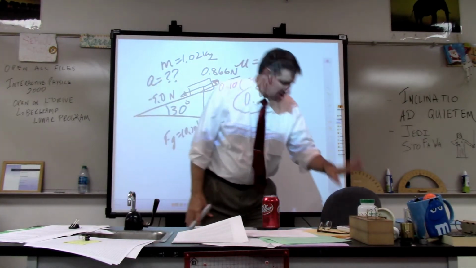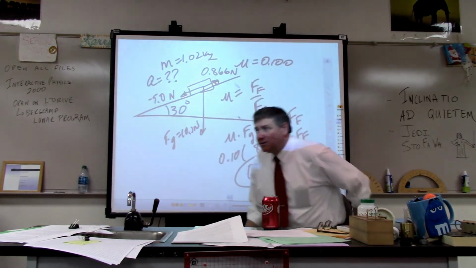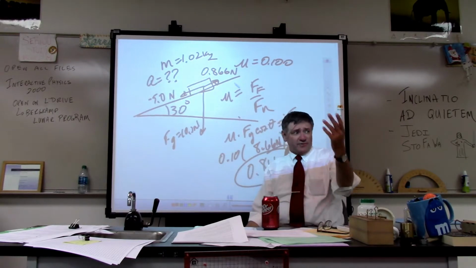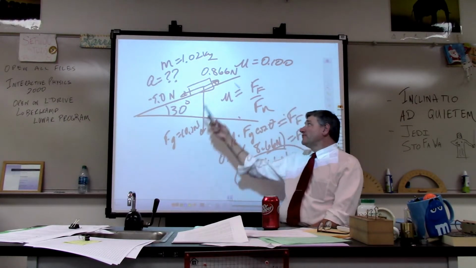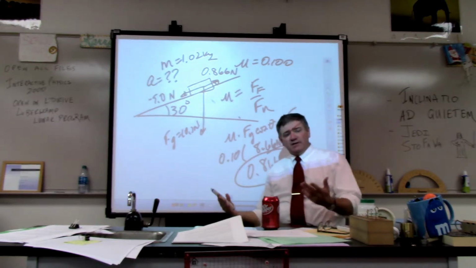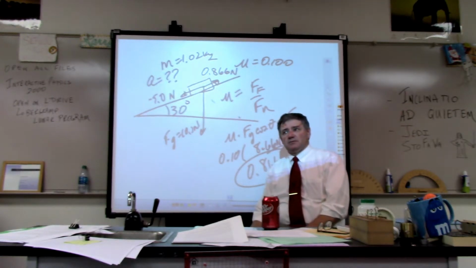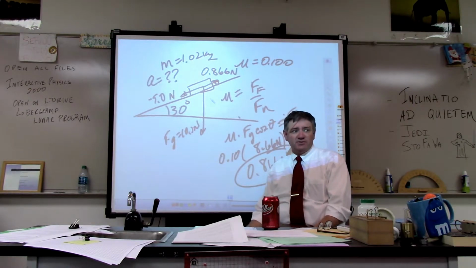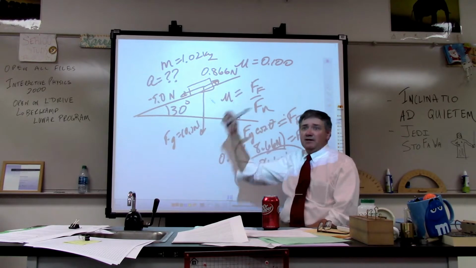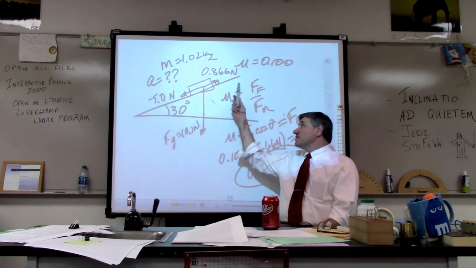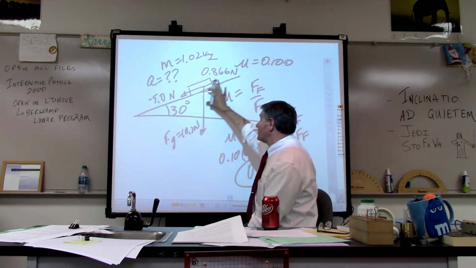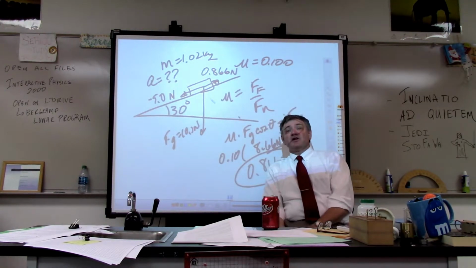Now, look at this. Beyond all the formulas and all that good stuff, look at the big picture. Gravity's pulling this thing down with a force of 5 newtons. Friction's acting up at 0.866. What's going to be the net force? The difference between the two, right? This is pulling it down, friction's making it go up. So my net force is the difference between my force parallel and my frictional force.